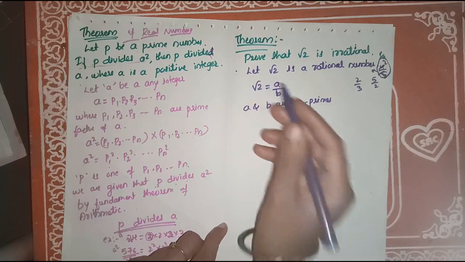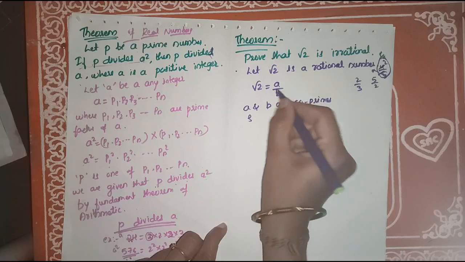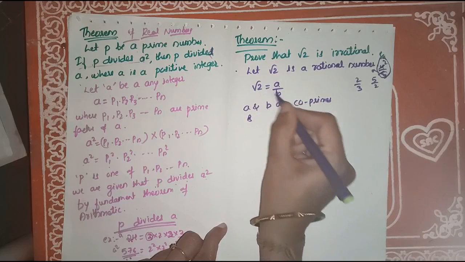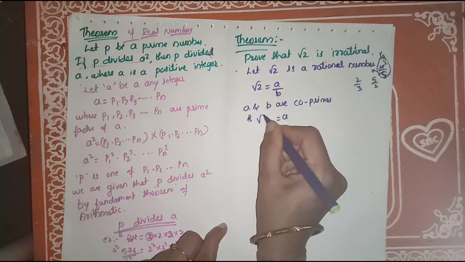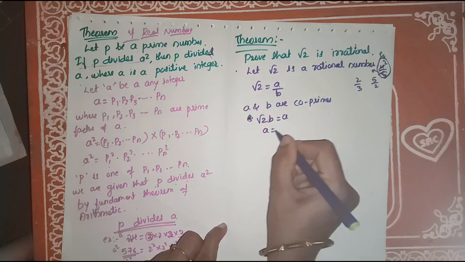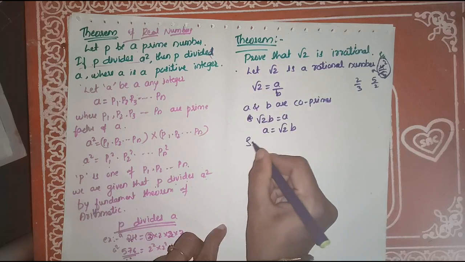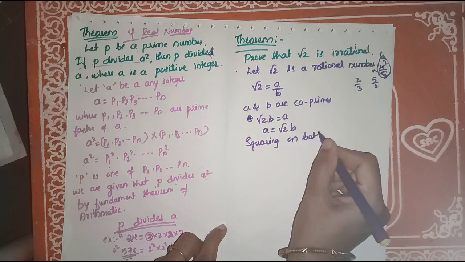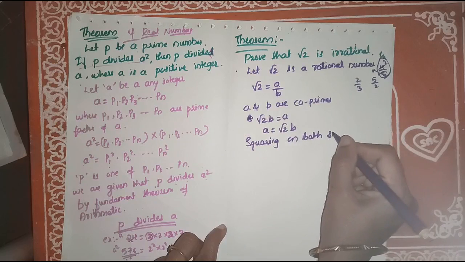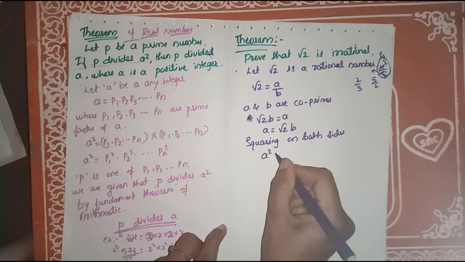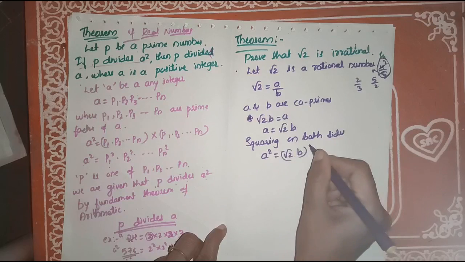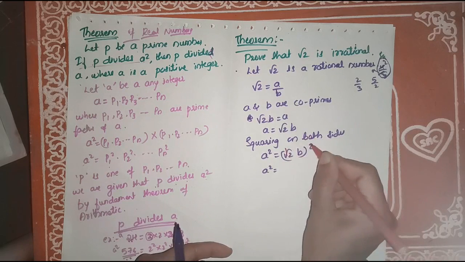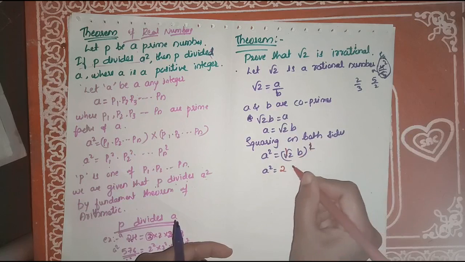So I write a is equal to root 2 times b, sending b across so it becomes multiplied. Here a is equal to root 2 b. Squaring on both sides, we have a square is equal to root 2 b whole square. A square is equal to root 2 square times b square, so root 2 square becomes 2, and a square is 2 b square.